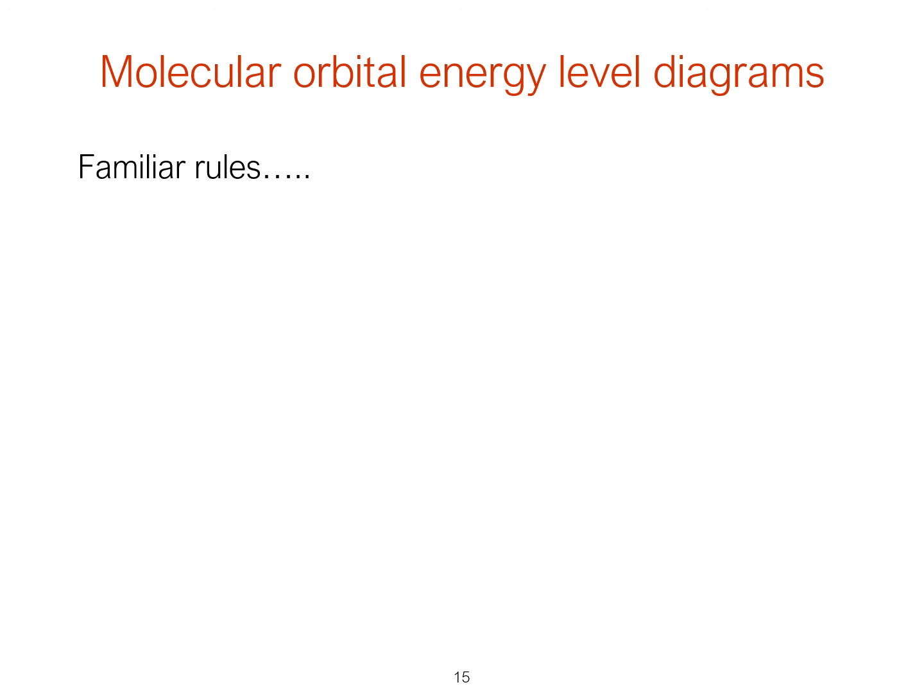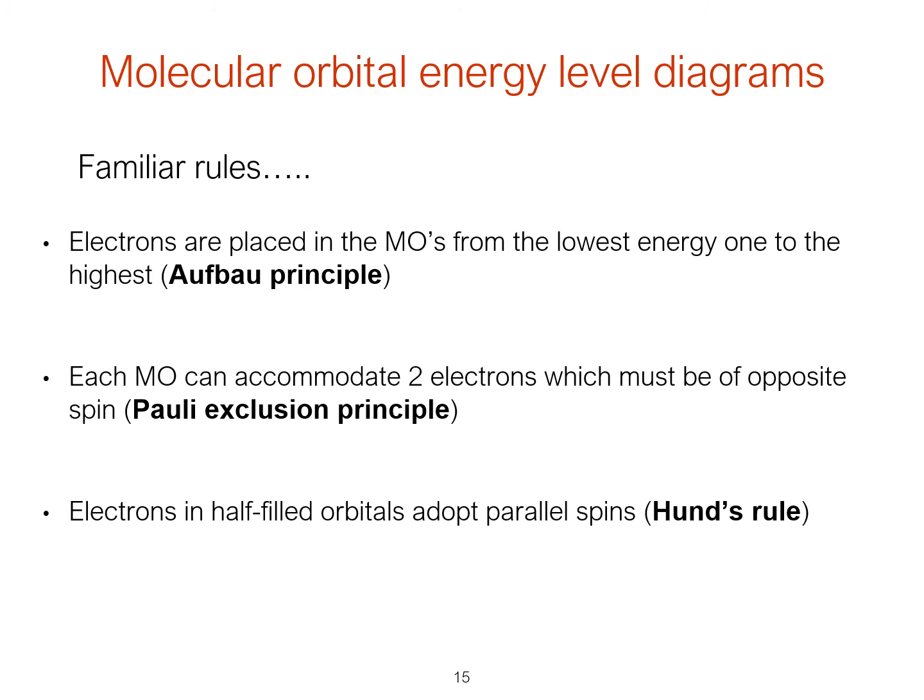And we can build up diagrams of these molecular orbitals much like we can with the atomic orbitals we looked at in the first video. And the rules are very much the same. So the electrons go from the lowest energy to the highest energy, just like we did with the 1s and then the 2s, then the 2p of the atomic orbitals, the Aufbau principle. Again, each molecular orbital can accommodate two electrons, but they've got to be of opposite spin. And we'll see an example of this on the next slide. And then electrons in half-filled orbitals adopt parallel spins.